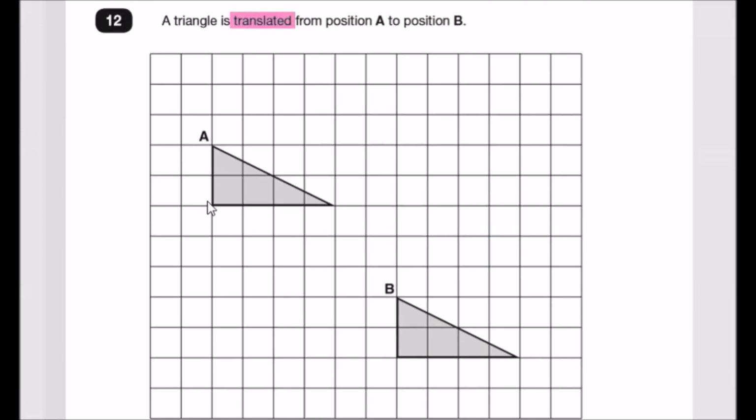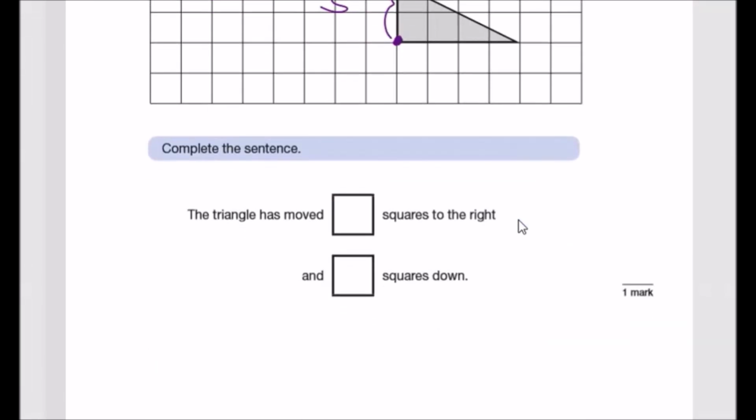So I just pin a point on the triangle, which I usually use as the bottom left corner. So point the same corner and see exactly how far I traveled. So traveled 1, 2, 3, 4, 5, 6 to the right. So 6 to the right. And how many down? So 1, 2, 3, 4, 5. So downwards by 5. And we just fill out the boxes.